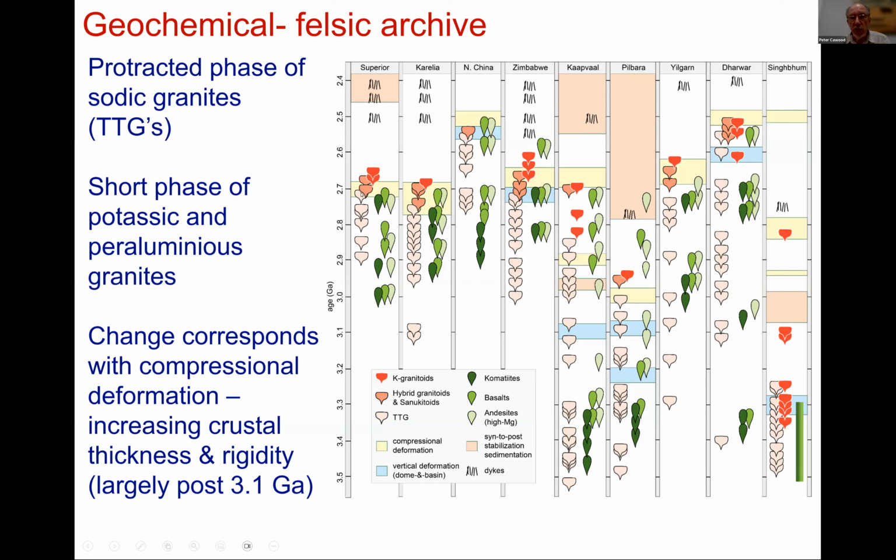There's a switch from more sodic type felsic magmatism, TTGs, to potassic granites, which are relatively short, a tens of millions of years type time frame. And they're also associated with these yellow bands, which are regional compressional deformation. So there are these patterns within the cratons that suggest there is a change in character of the crust and perhaps a change in tectonic mode.